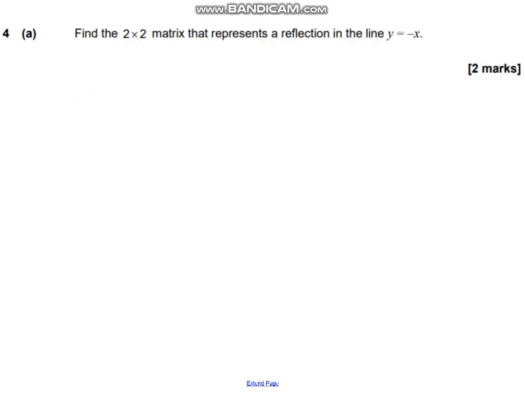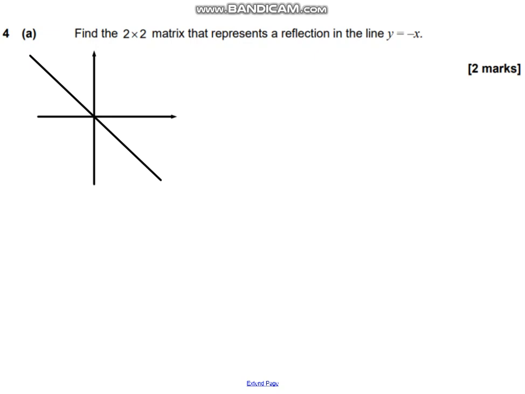Okay, coming on to question 4. Find the 2 by 2 matrix which represents a reflection in the line y equals minus x. If you've got the line y equals minus x, let's just draw this out a little bit so we can see what's going on. There's your x and your y axis, and here's your y equals minus x. Let's take a few points and see what happens to them.